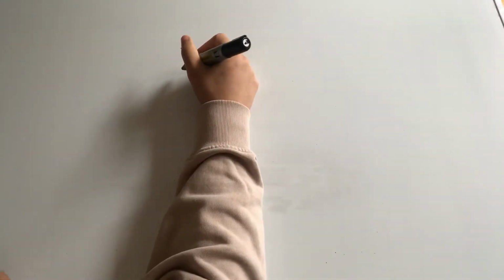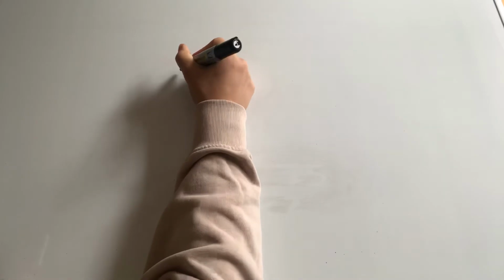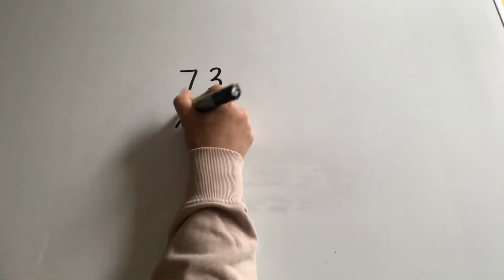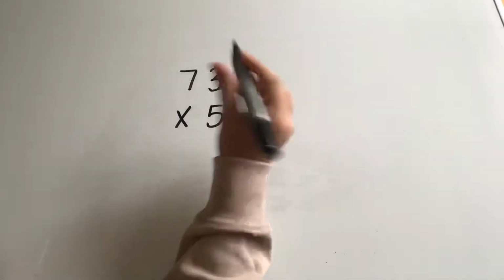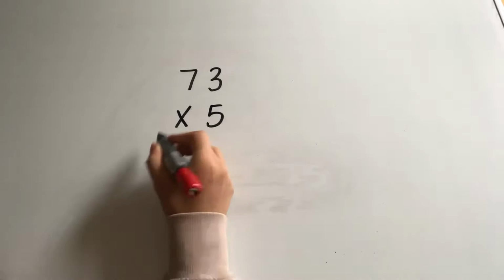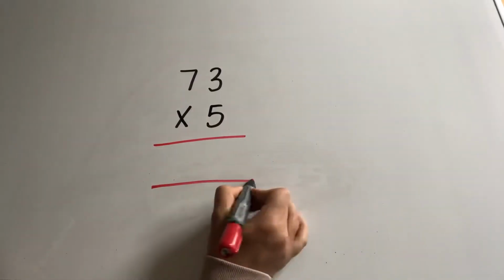Let's do another one. So we're just going to start with a few simple ones that are 2-digit by 1-digit, and then we'll increase them. So 73 multiplied by 5. So making sure our numbers are all lined up vertically and it's really set out clearly.